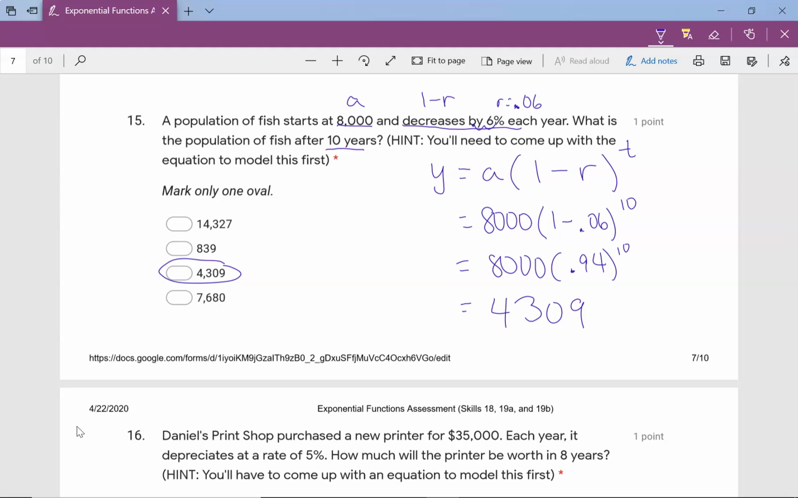By the way, you could have thought of elimination of at least one of these answer choices. Knowing that we're decreasing this population, it can't be the first choice because that would not be a decrease. Okay?